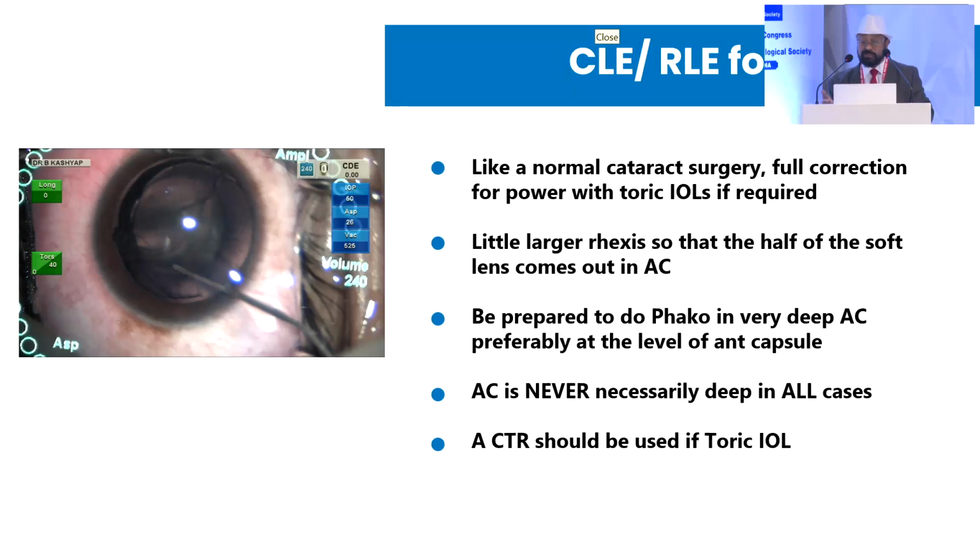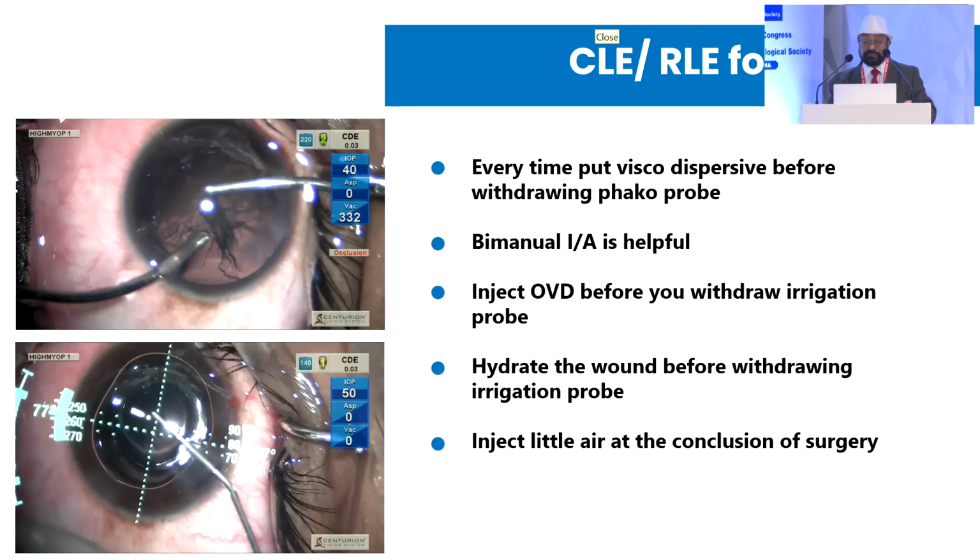recess so that most of the soft lens can come into the anterior chamber, and then you can do the phacoemulsification easily. And AC is never deep necessarily in all the cases. SCTR should be used in cases of a toric IOL if you have to put. And every time you have to put the visco every time when you withdraw the phaco probe.